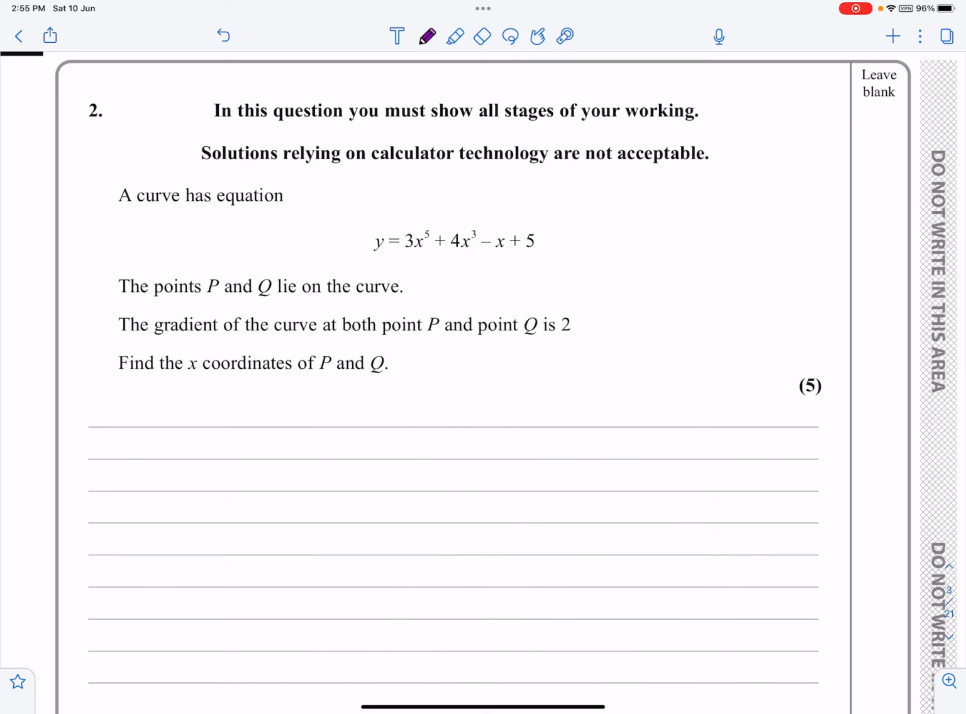Okay, this is the P1 paper from October 2021. It's question number 2. As you can see by looking at this, this is a differentiation question. It's going to lead on to a quadratic when we actually get started with it. Let's have a look at it.